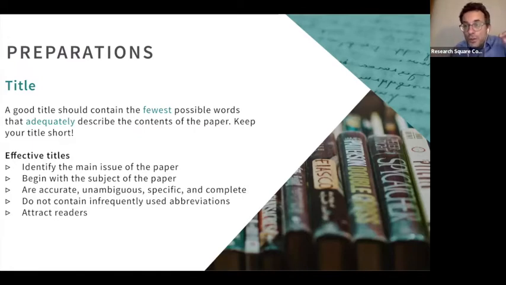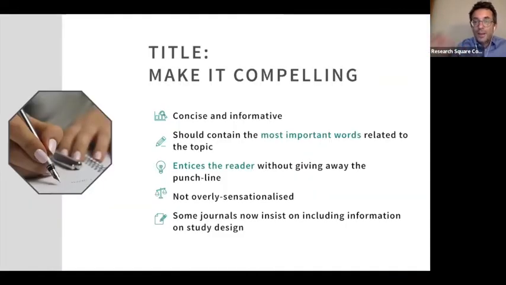Your title should be short. Studies have shown in medical sciences, article titles less than 7 words get more citations. Certainly your title should not be longer than 20 words in length. Want to get more citations? Keep your title as short as possible. Compelling, concise, and informative. The most important words related to the topic, keywords in the title, entice the reader. Don't give away the punchline. You don't want a declarative title.